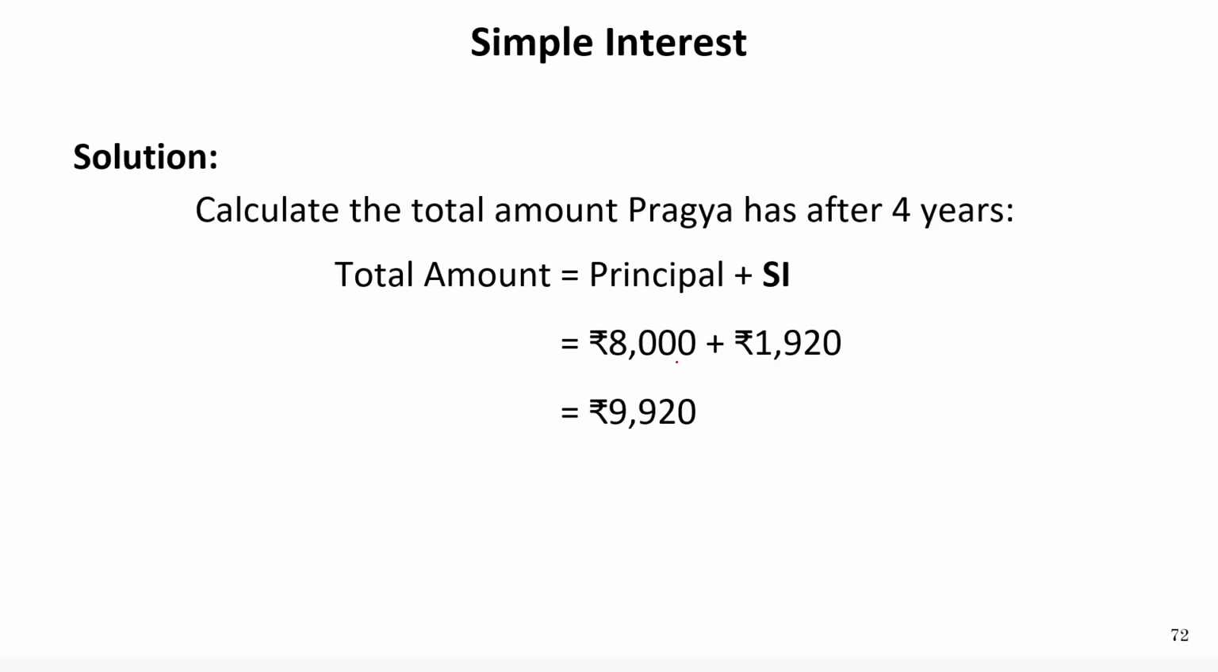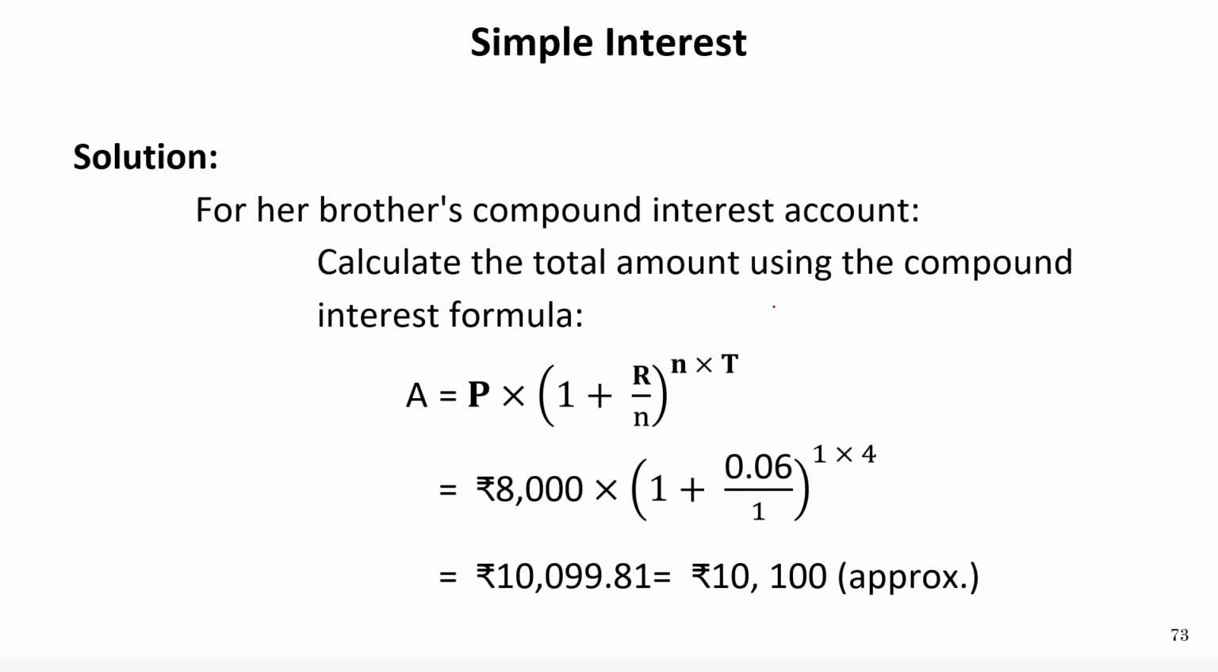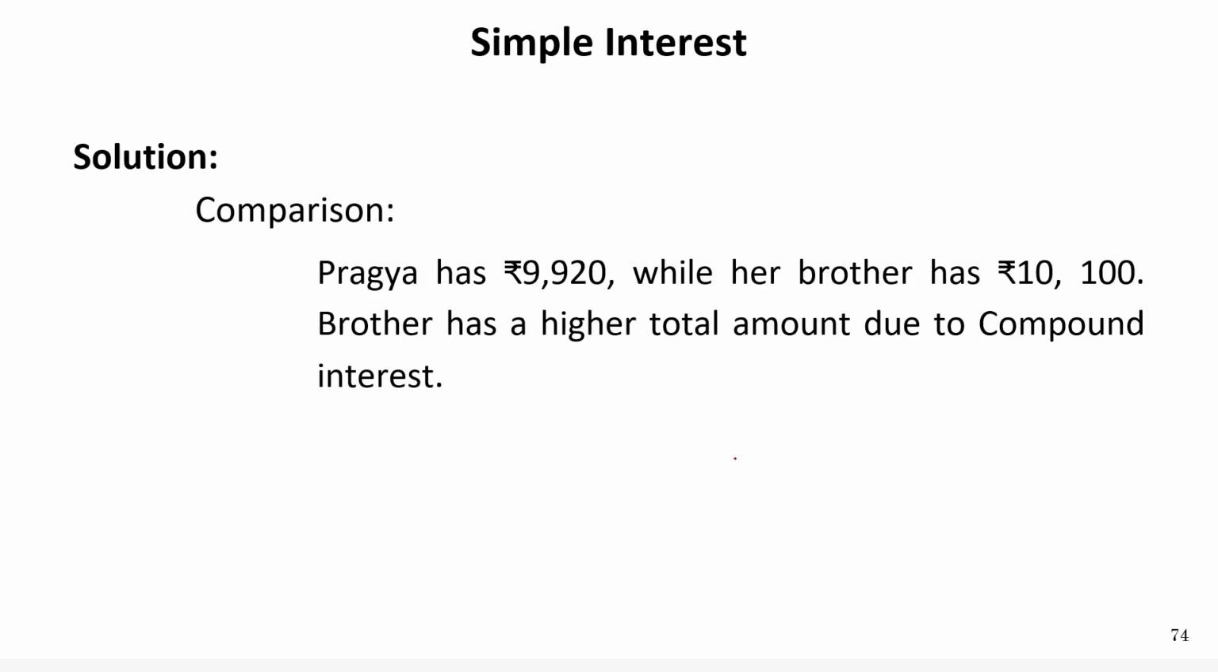So Pragya's total amount will be 9,920 by adding principal amount with simple interest. Her brother's account will have total amount as P into (1 plus R by N) whole power N into T. So it will be 1.06 power 4 into 8,000. So it will be what? 10,100 approximately. So 9,920, 10,100. So the difference will basically be 180 about. Okay. And her brother will have more money than Pragya because of compound interest.